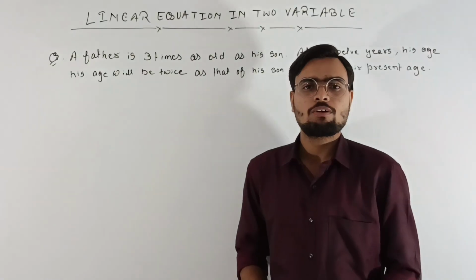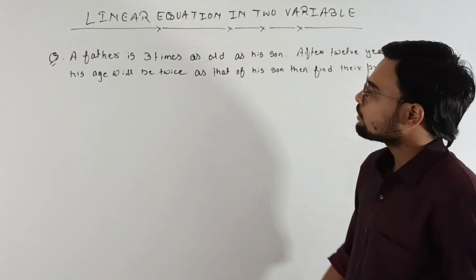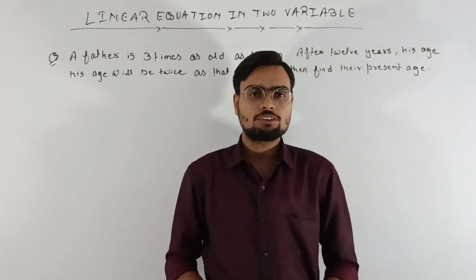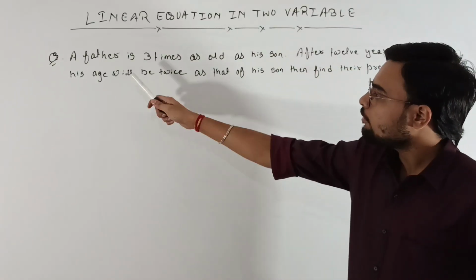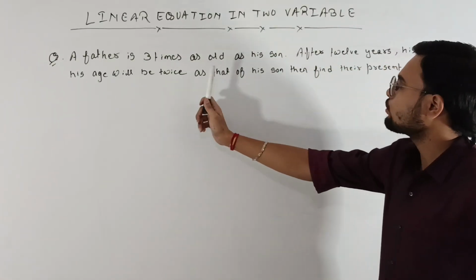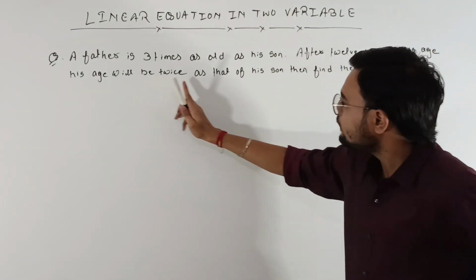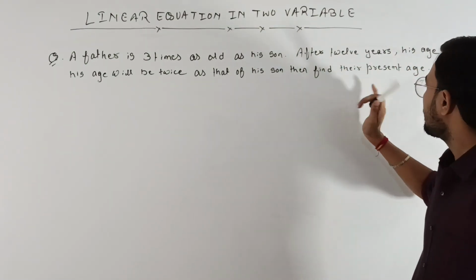Understood? Now let's move towards our next question. Our next question is: a father is 3 times as old as his son. After 12 years, his age will be twice that of his son. Then find their present ages.